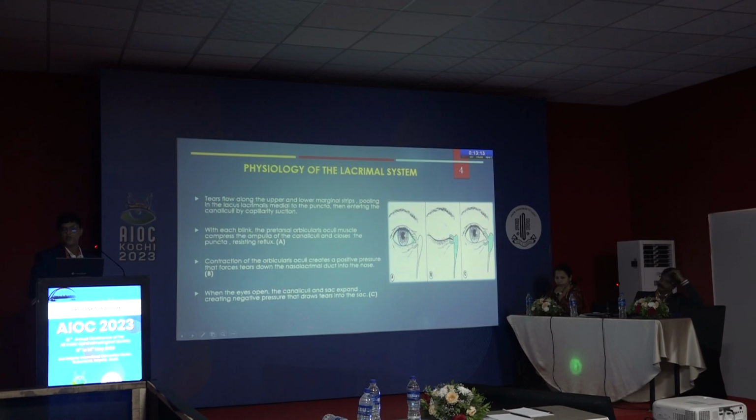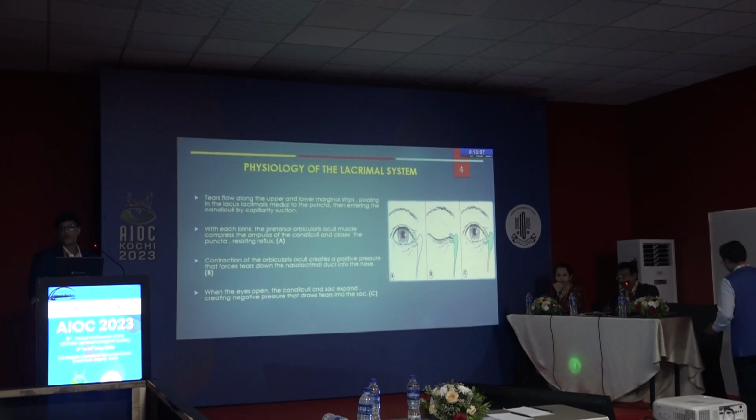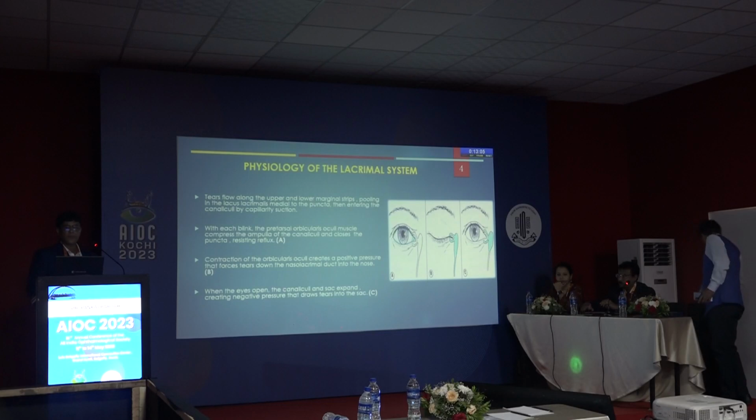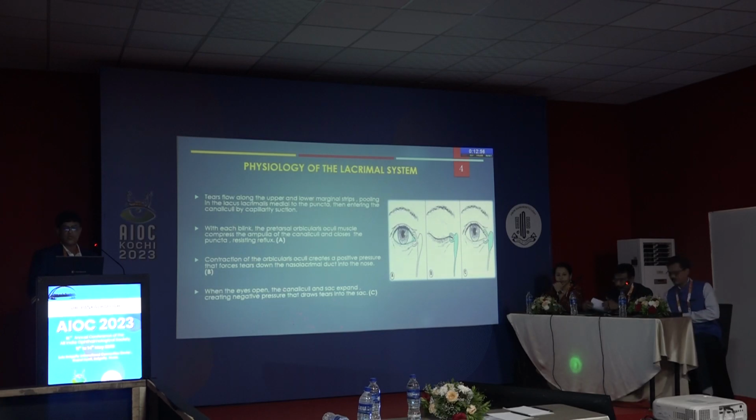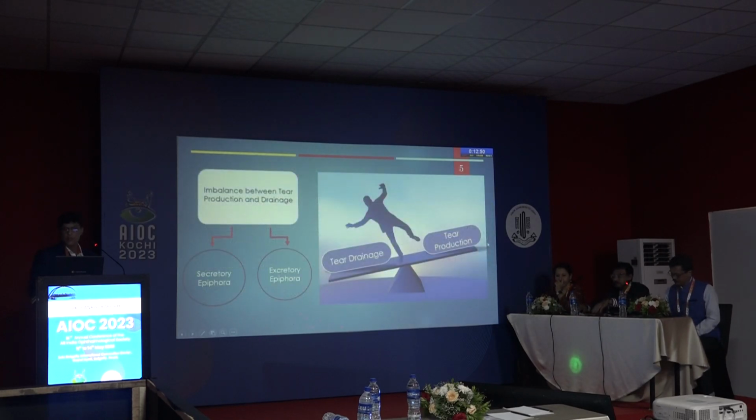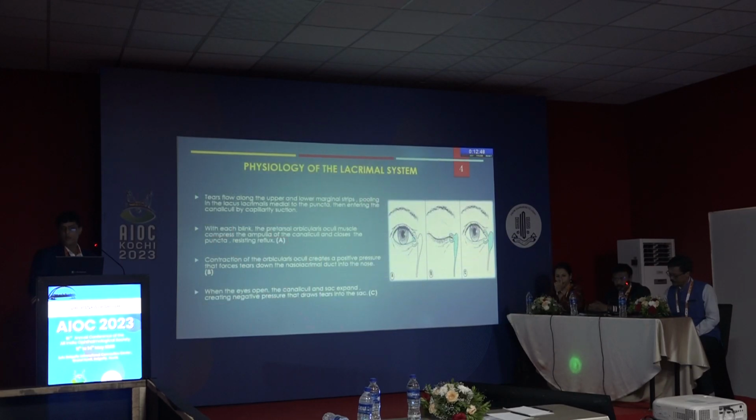This is the positive pressure building from the contraction of the orbicularis oculi muscle, and the tears go into the nose. Then when the eyes open, the canaliculi and sac expand, creating a negative pressure, and that draws the tear into the sac. Here we can see how, after opening of the eye, the tears go into the sac.